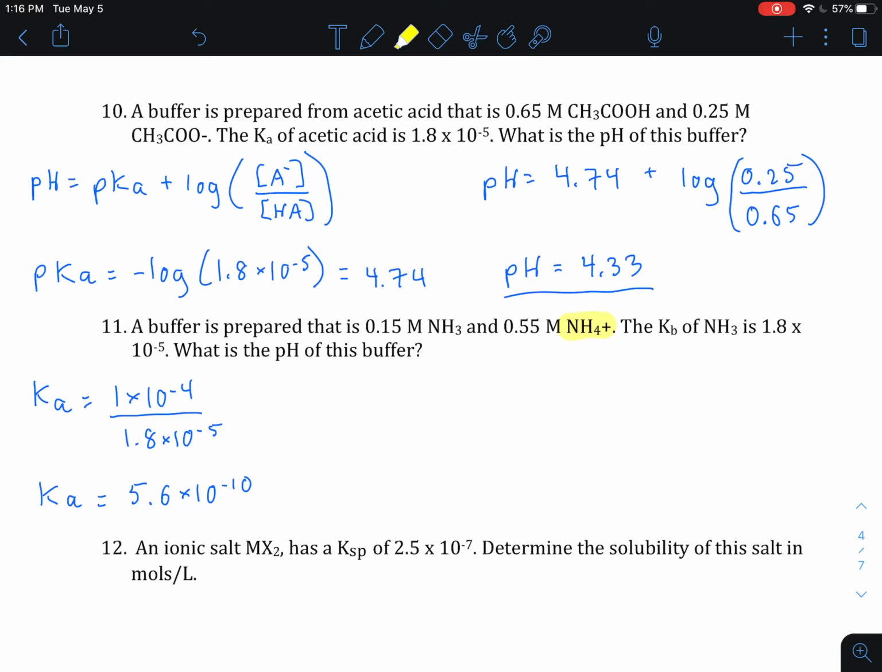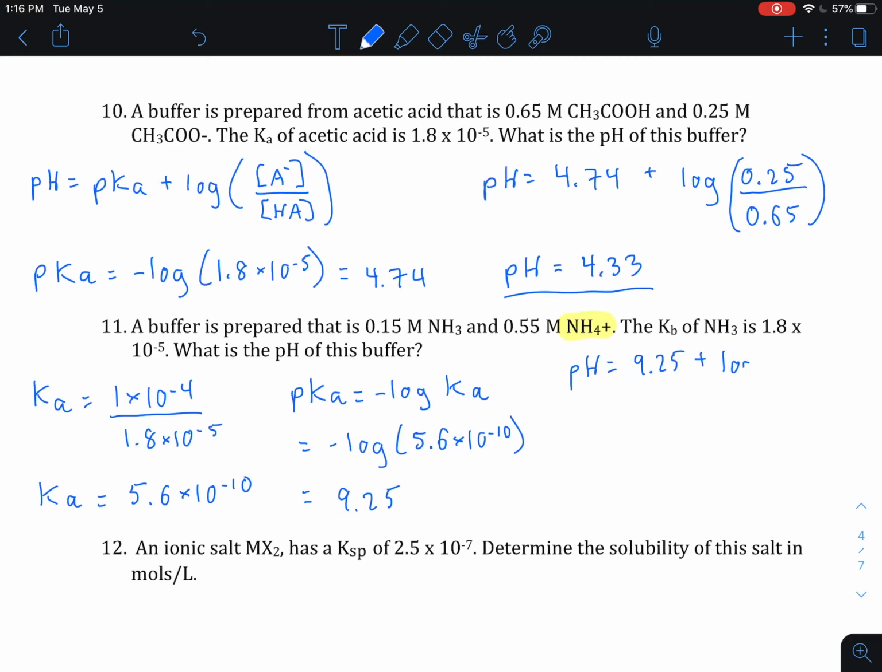So this Ka value is talking about the acid, ammonium. We know that's the acid because it has the spare H+. So now I can get the pKa value. And that's going to be the negative log of 5.6 times 10 to the negative 10. And that's 9.25.